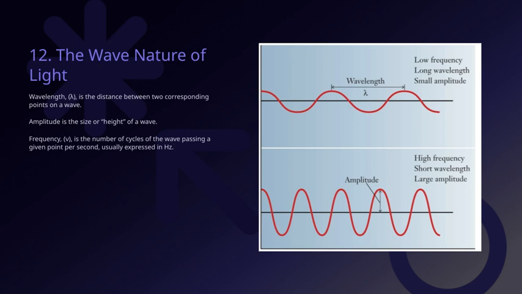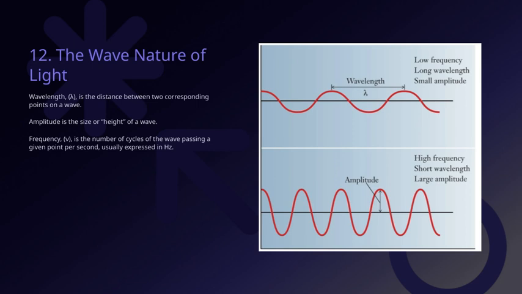Then there's wavelength, represented by the Greek letter lambda. Wavelength is the distance between two corresponding points on successive waves, say, from crest to crest or trough to trough. It gives us a sense of how stretched out or compressed the wave is.